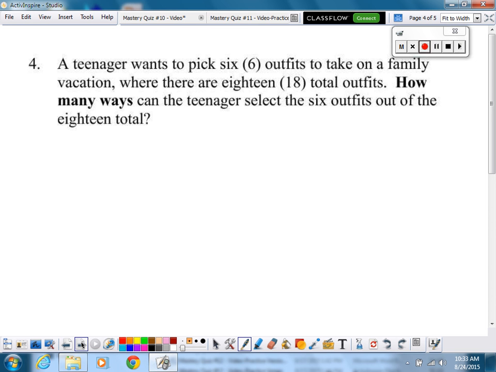We have 18 total things to pick from, and it doesn't really matter of the 6 I pick which one I would wear Monday, Tuesday, Wednesday, Thursday, or whatever. There's no condition here. I just want to take 6 outfits with me. It doesn't really matter which outfit I would pick first or second or third. This would be a combination problem. So we'd write 18C6. You should be familiar with that notation.